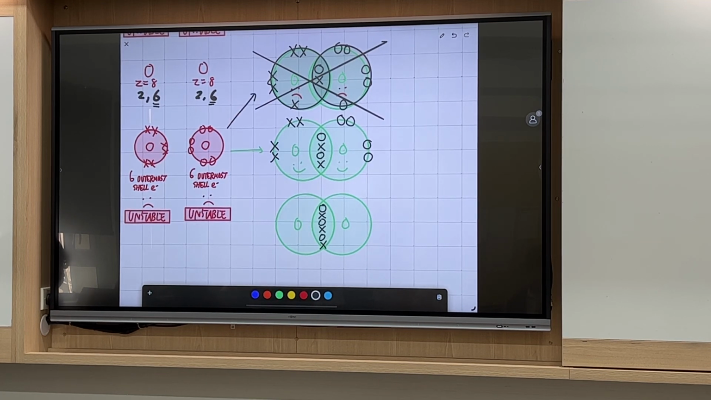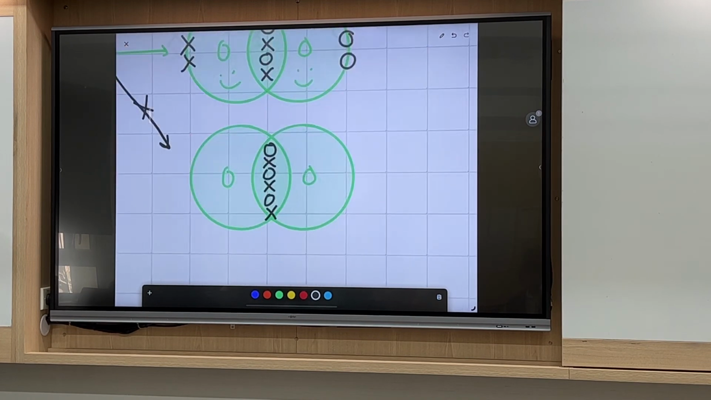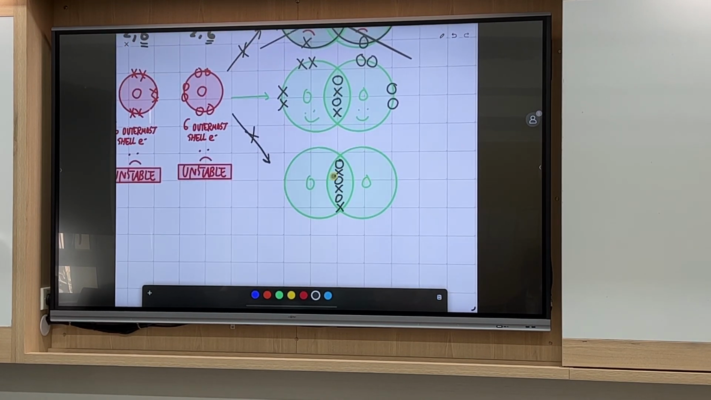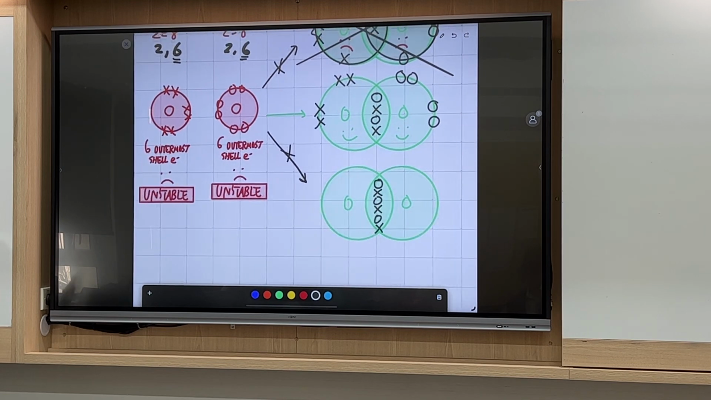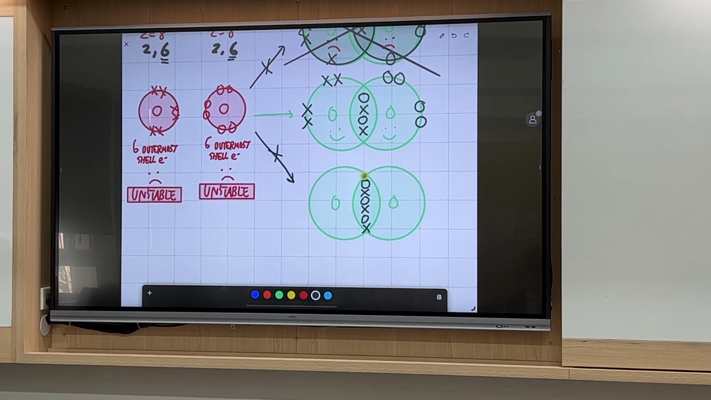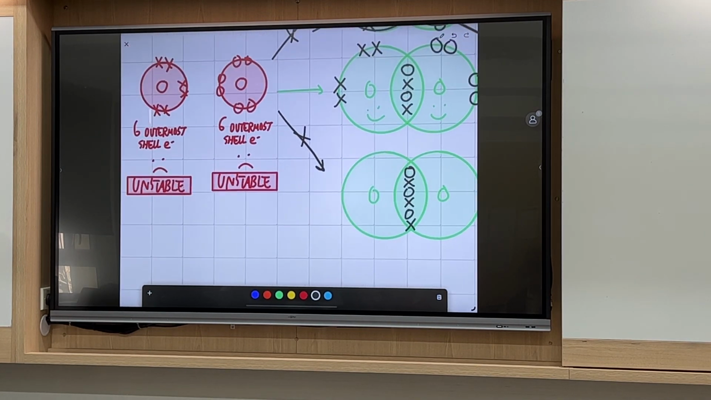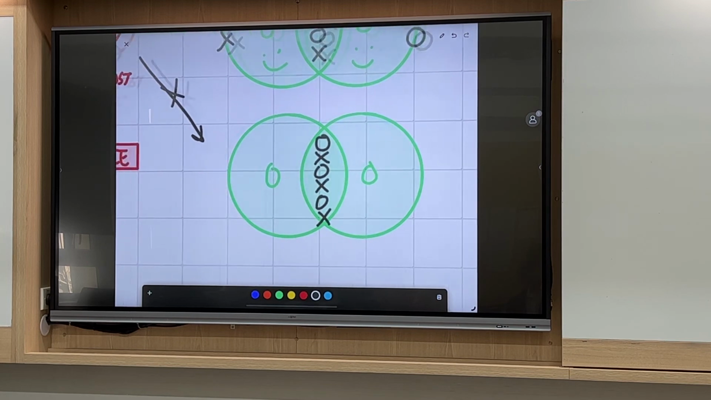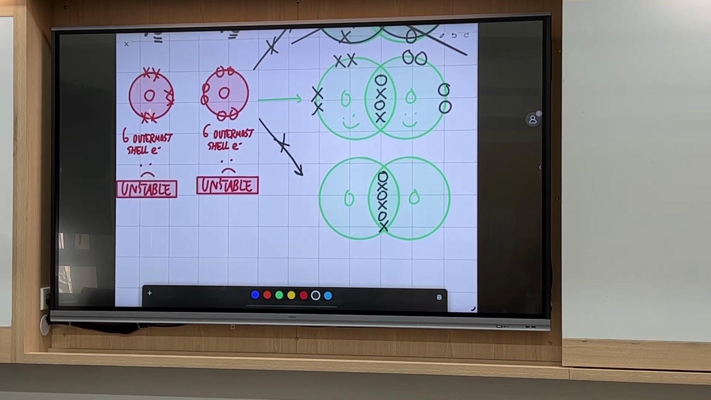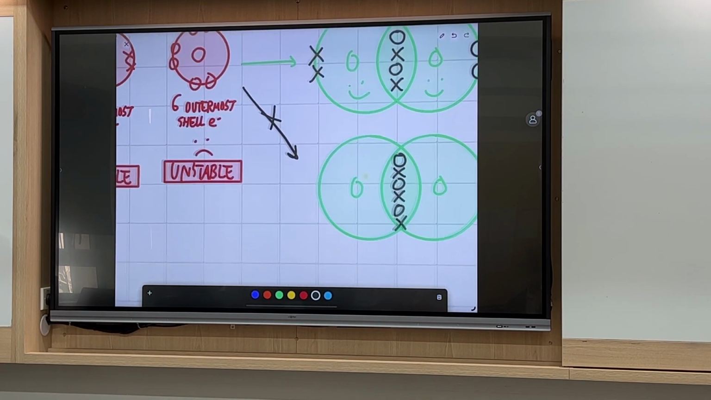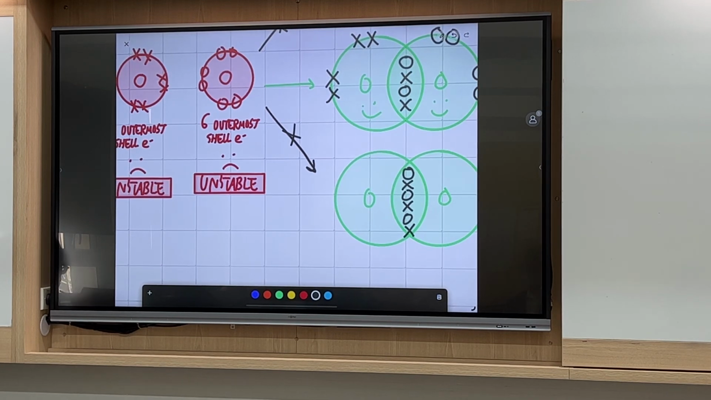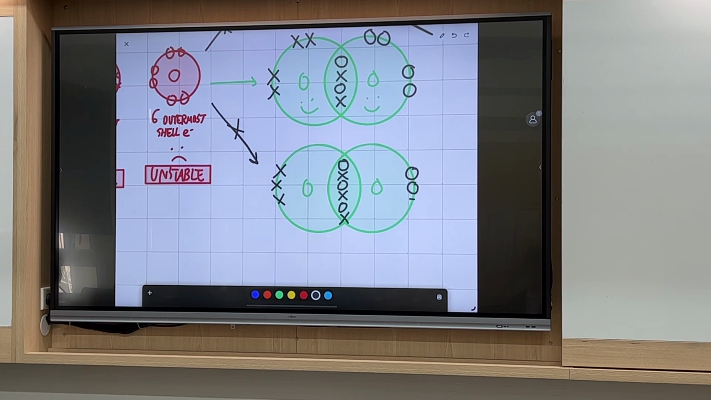But then, let's also look at the other possibility. What about forming a triple bond? Is it possible that 2 O form a triple bond between them? No. Let's see why. When each O contributes 3 electrons into the overlapping space, there's a total of 6 electrons in this overlapping region. How many cross electrons are left on the left O? 3, because 6 minus 3 is 3. And on the right O also 3, right?